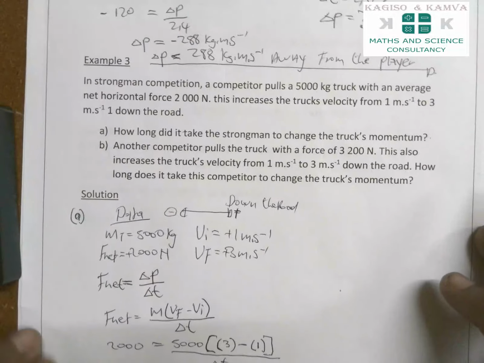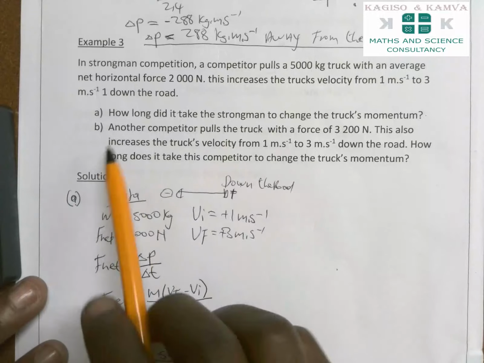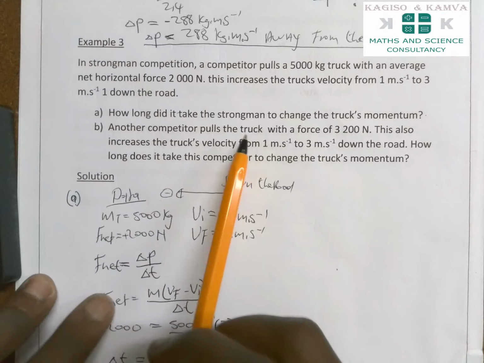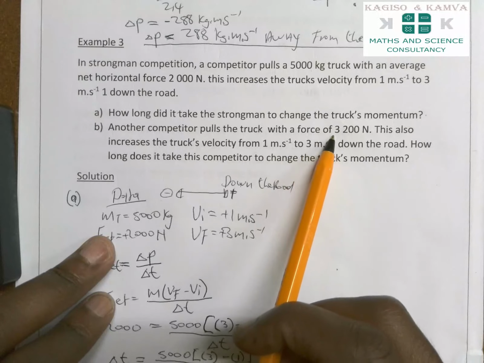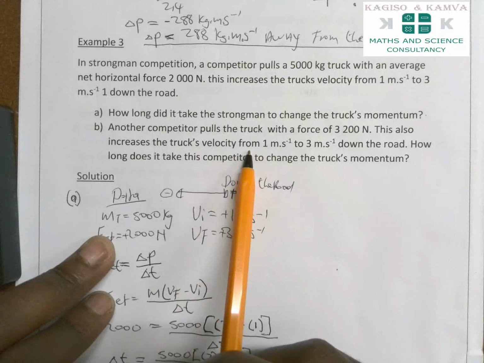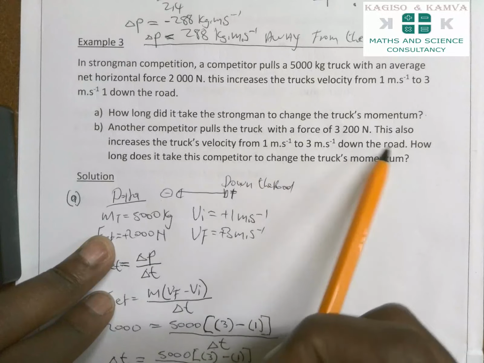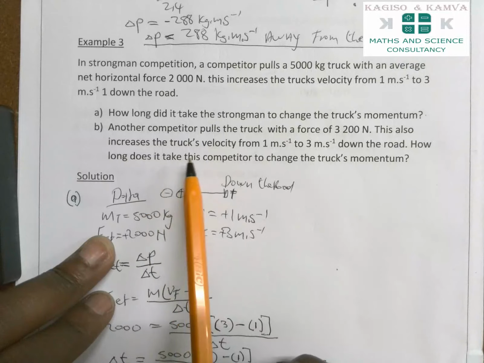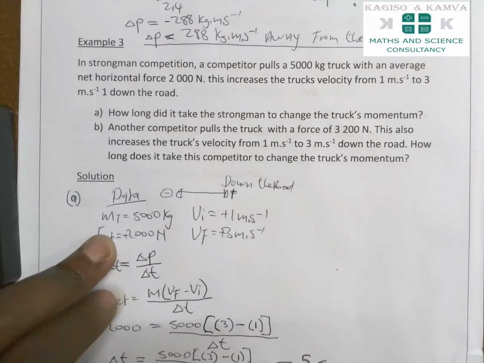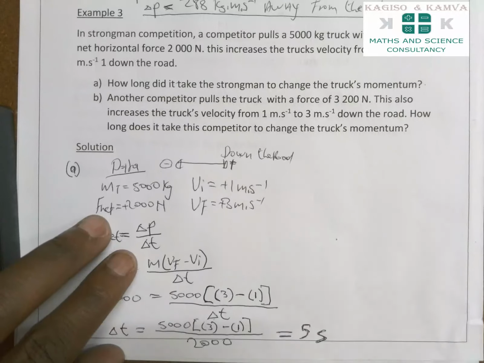Now let us look at B, the next question. Another competitor pulled the truck with a force of 3,200 newtons. This also increases the truck's velocity from 1 meter per second to 3 meters per second down the road. How long does it take this competitor to change the truck's momentum? Let's just divide this page into 2.